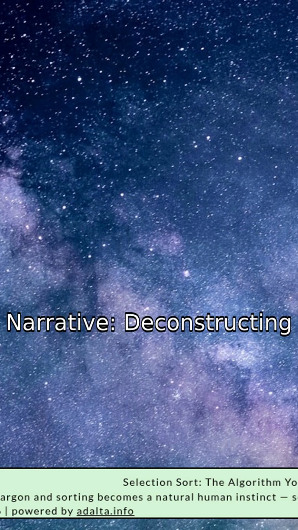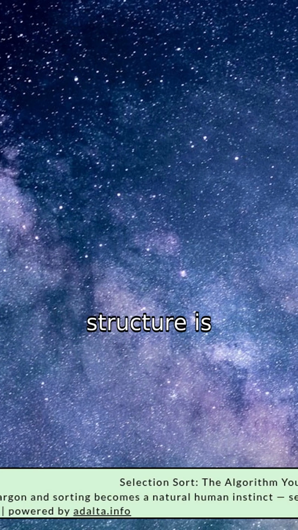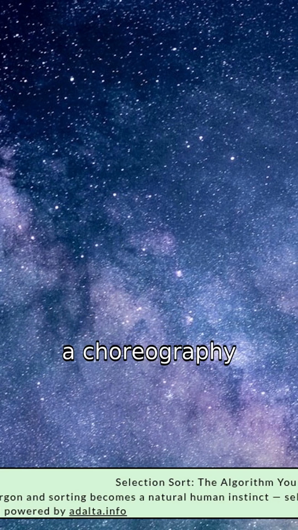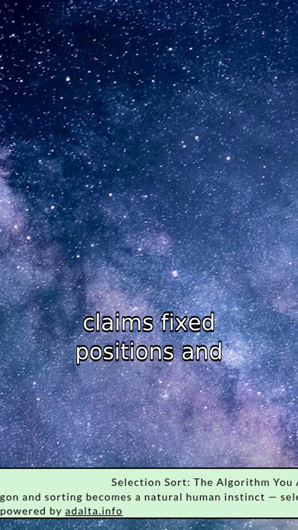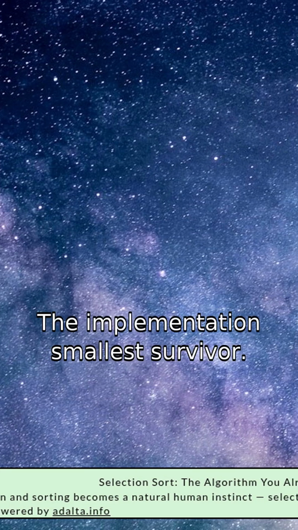Code as narrative. Deconstructing the selection sort implementation. The two-loop structure is not a riddle, it is a choreography where the outer loop claims fixed positions and the inner loop hunts for the smallest survivor.